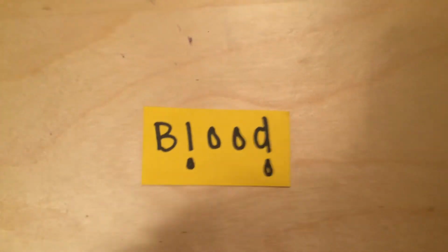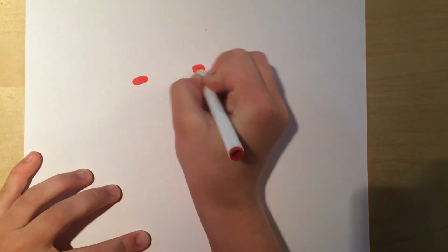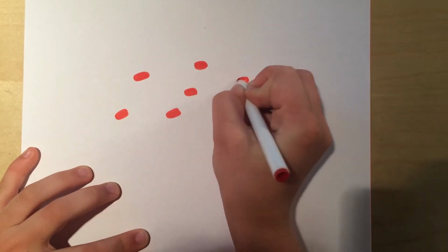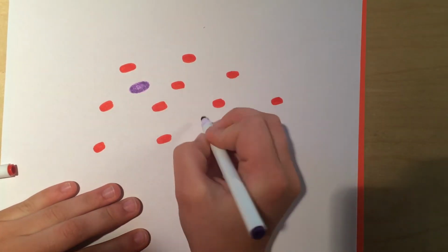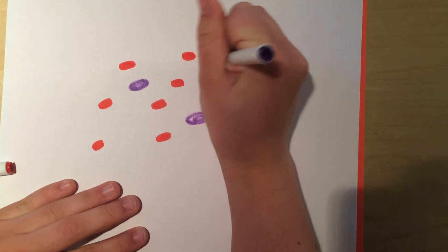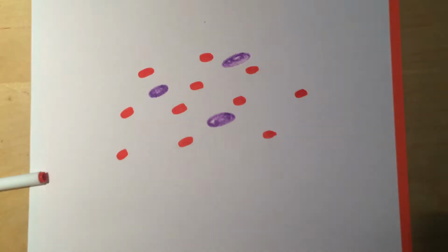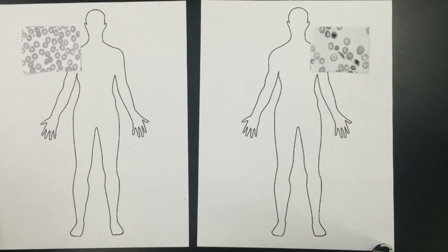Blood is easily recognizable on a slide. It has bubbles of red that are very spread out with some dark purple bubbles intertwined that are white blood cells. Sickle cell anemia is a disease of the blood.